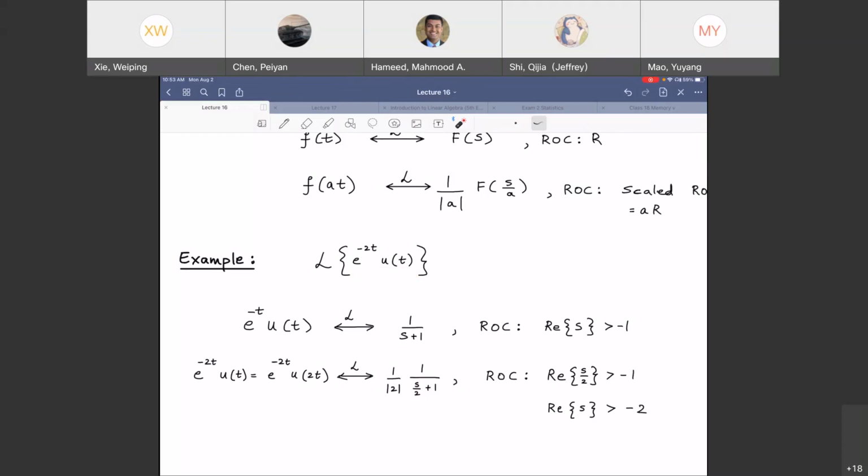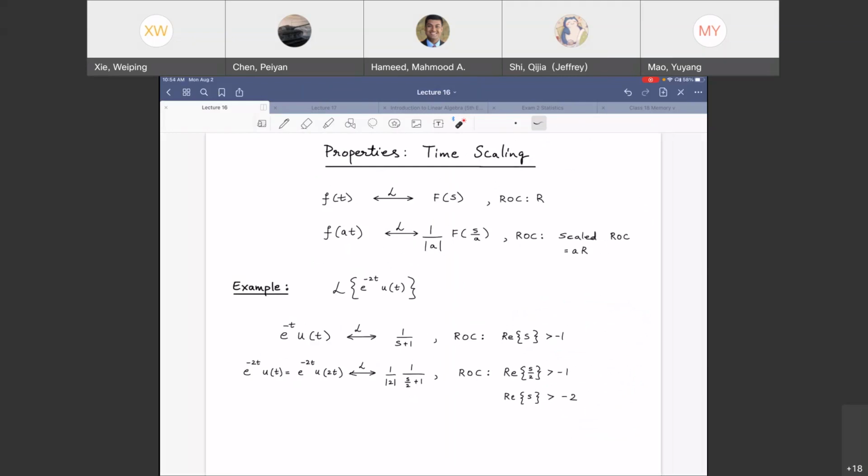You should scale the region of convergence. Earlier, real part of s was greater than -1. Now, real part of s divided by 2 is going to be greater than -1, which means real part of s, sigma, is going to be greater than -2, which is consistent with our result for e to the minus a u of t. e to the minus at u of t. You guys remember that result?